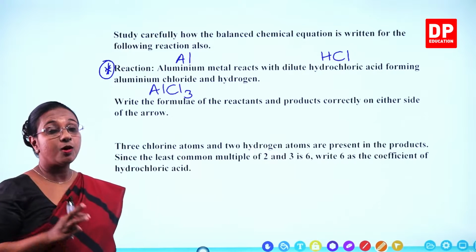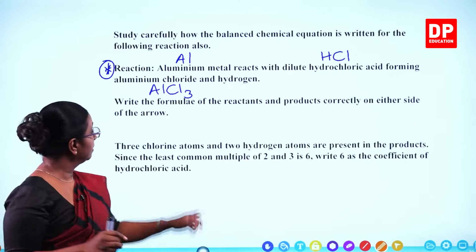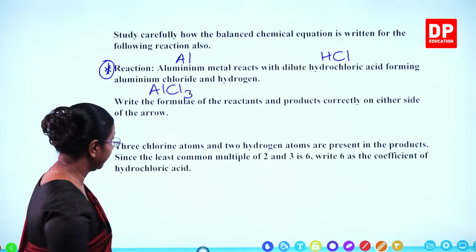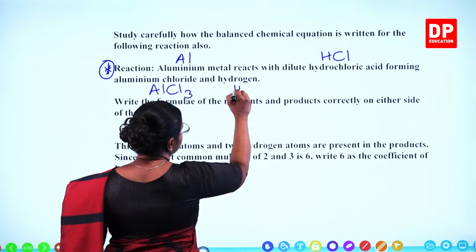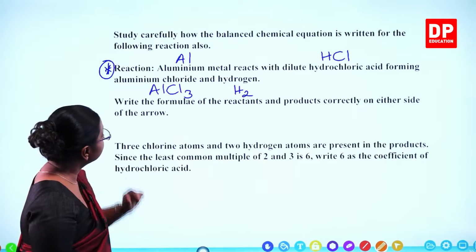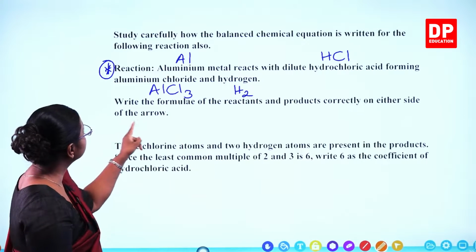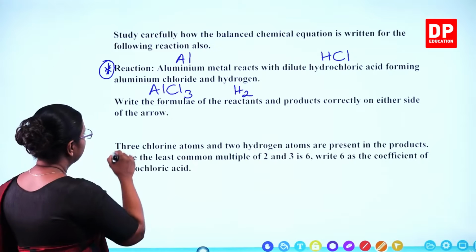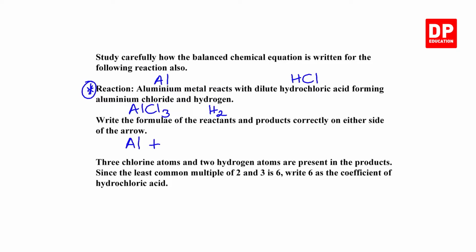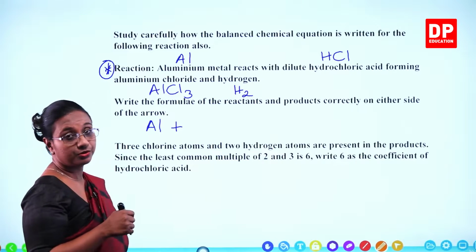Why? Aluminium belongs to group 3, chlorine belongs to group 7, so valency 1. When you exchange, you get the chemical formula AlCl3. And hydrogen again is H2 gas, hydrogen gas. Write the formulae of the reactants and products correctly on either side of the arrow. So the reactants are aluminium. You use a plus sign. So after the plus sign, we need to write the dilute hydrochloric acid.